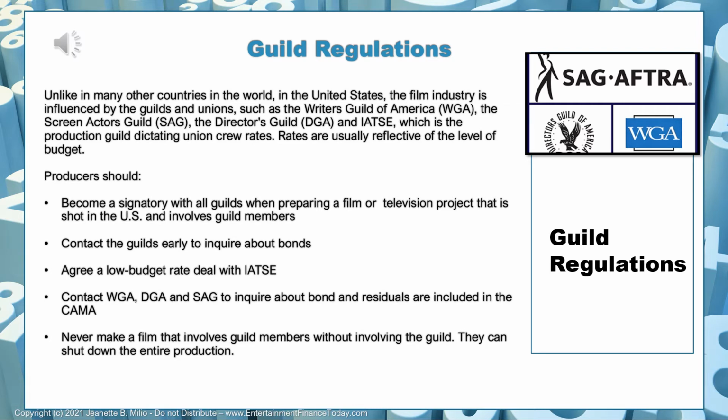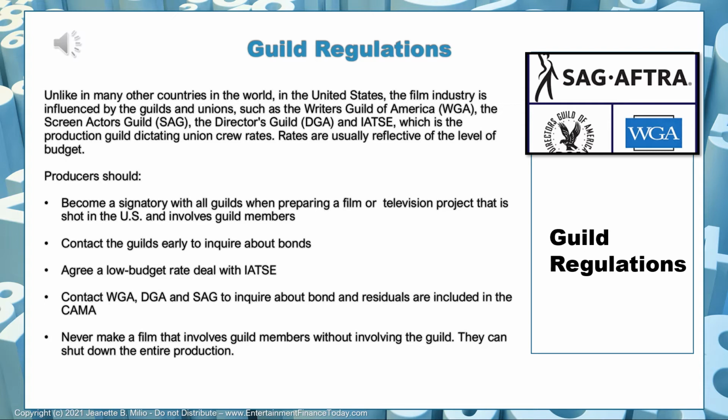Rates are usually reflected in relation to the level of the budget. Producers should, A, become a signatory with all guilds when preparing a film or television project that is shot in the US and involves any of the guild members. So if you have a director that is part of the DGA, you're going to have to include the DGA and apply DGA rules and regulations. When you have SAG actors, which is very likely because most actors that are known are SAG actors.